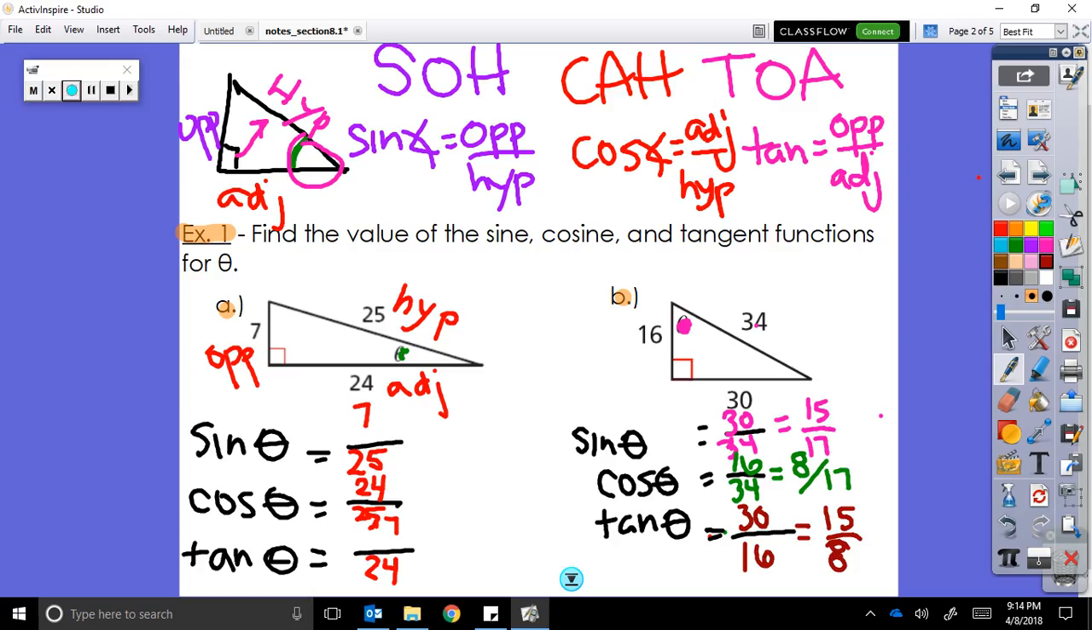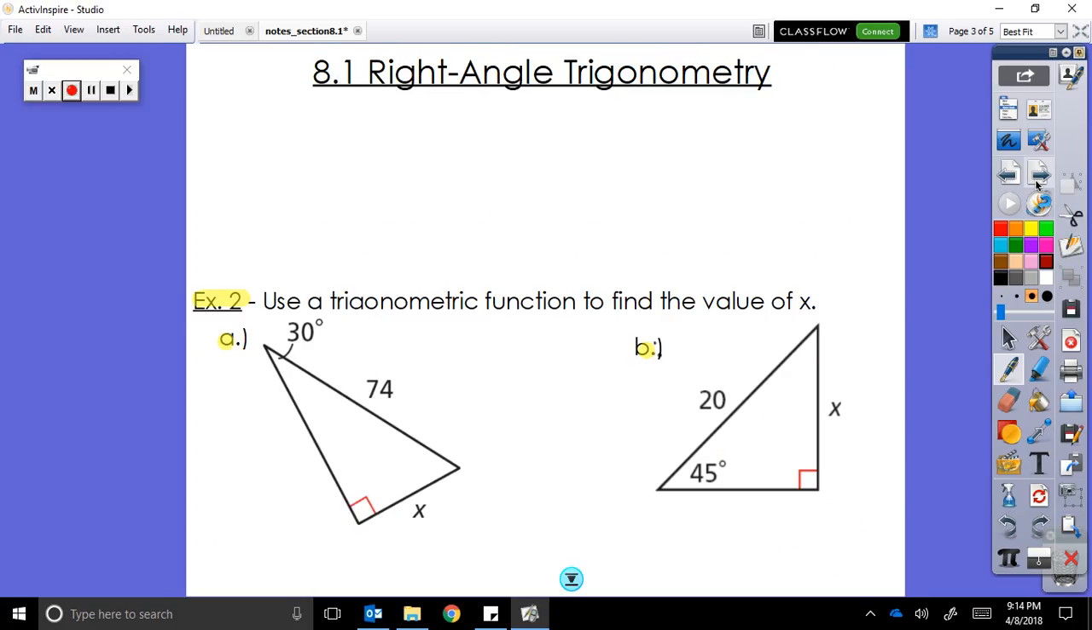Okay, let's talk about another thing with triangles in geometry, and that is special right triangles. In geometry, we have two special right triangles, and I'm going to draw them up here. So if you'll draw them on your paper. Okay, the first one that we have is the 45, 45, 90. 45 degrees, 45 degrees, 90 degrees.